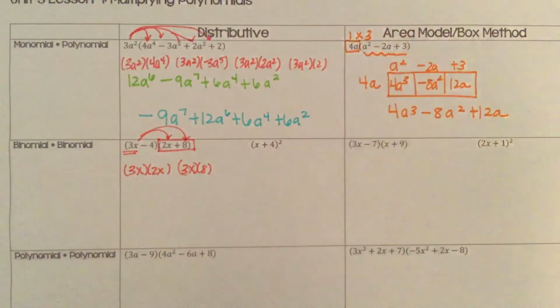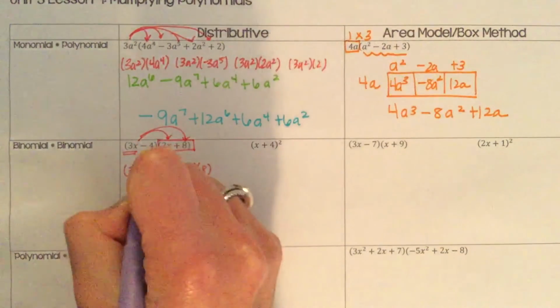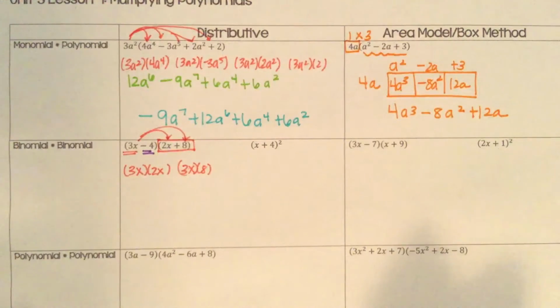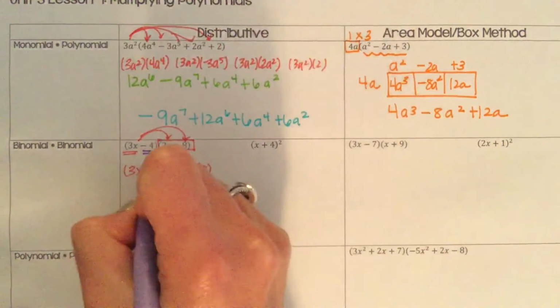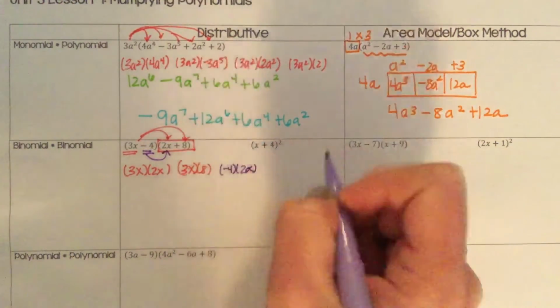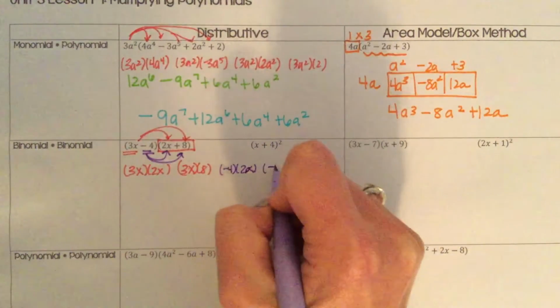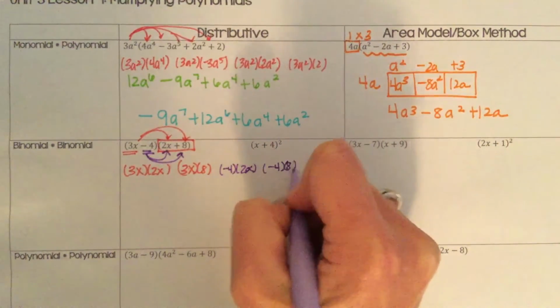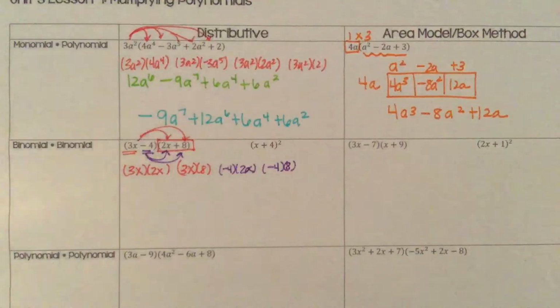The 3x wasn't the only thing I had in that parenthesis, though. I also had a minus 4. I now need to go back and distribute that negative 4 to both of the numbers in the second parenthesis. So negative 4 is going to get distributed to the 2x, and negative 4 is going to get distributed to the 8. You may have heard this last year called the FOIL method.